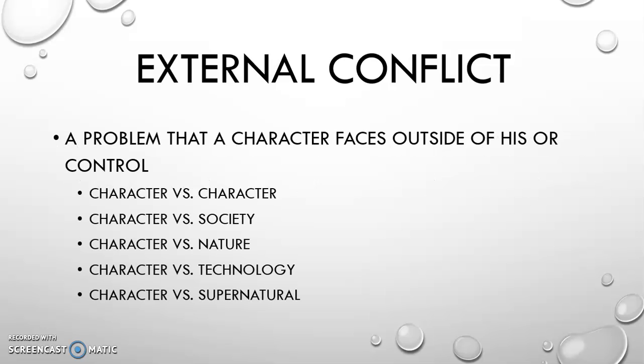There are also many external conflicts throughout the book Among the Hidden. External conflicts are problems that a character faces outside of his or her control. Examples of that include character versus character, character versus society, character versus nature, character versus technology, and character versus supernatural. For the most part, the external conflicts in Among the Hidden will revolve around character versus character, or character versus society.